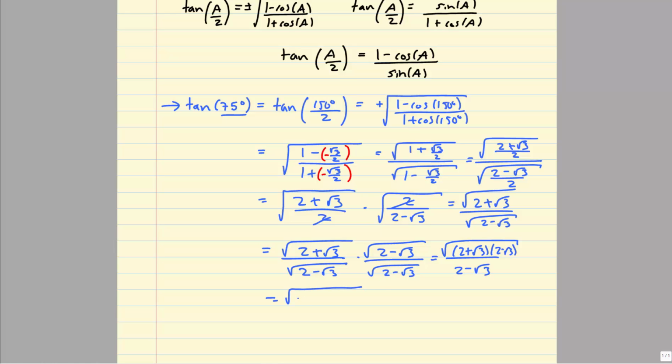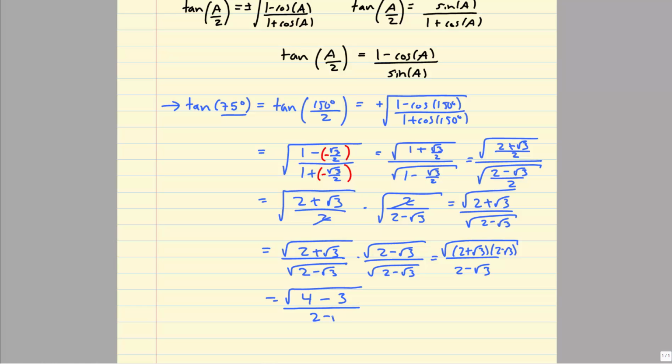So then I FOIL that out. I get my first, outside, inside, and last. So my first terms, 2 times 2 is 4. My outside is negative 2 root 3. My inside is positive 2 root 3, so they cancel. And then my last would be minus root 9, which is a minus 3.